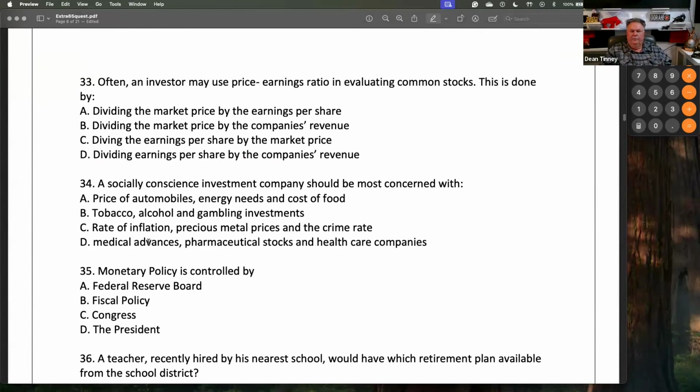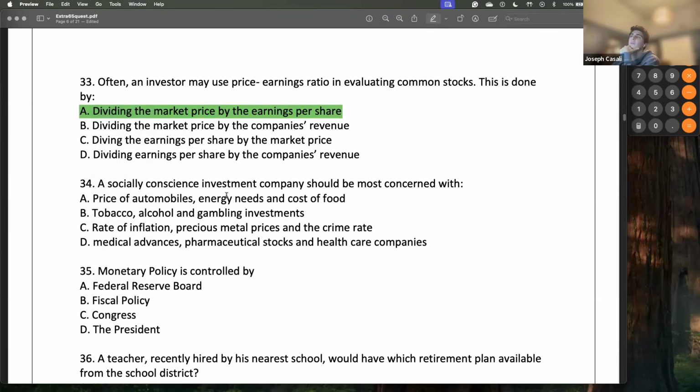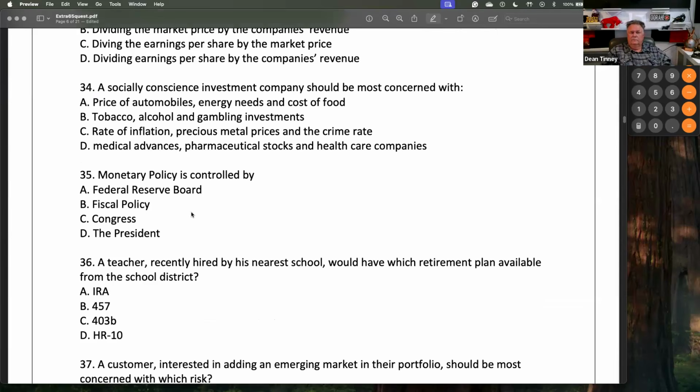33. Often an investor may use PE in evaluating common stocks. This is done by, A? Right on, very testable. You also should know that if you're a value investor, you'll be looking for a lower PE. Growth companies have a higher PE. Very much a test question.